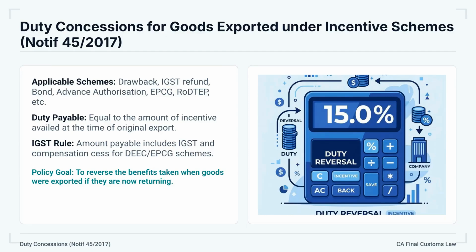For certain schemes like advance authorization and EPCG, applicable IGST and compensation cess may also become payable. The logic is straightforward. If export incentives were granted because goods left India, those benefits should be reversed when the same goods return. Think of it as giving back the export advantage that was originally received.